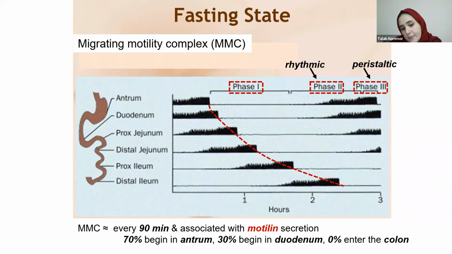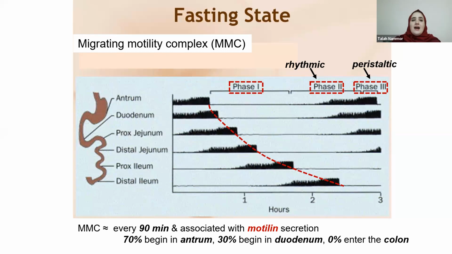Is it clear? So basically in phase 1, there is no contraction. Everything is relaxing. In phase 2, we have rhythmic contractions, where the whole stomach contracts slowly together. There is no peristalsis. This prepares the stomach for phase 3, which is very short, only 5 to 10 minutes, where we have very intense peristaltic waves.